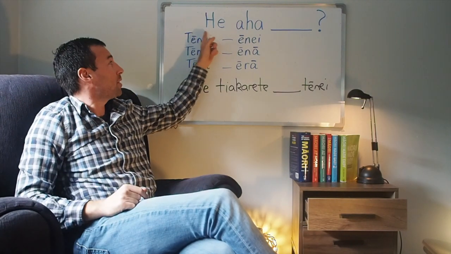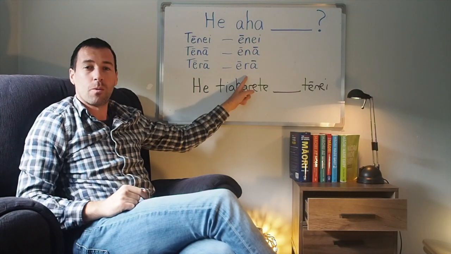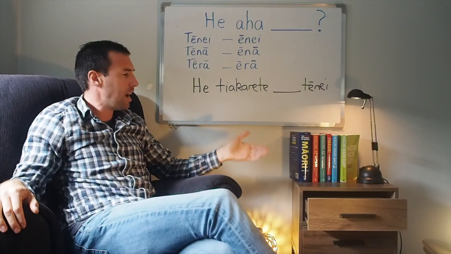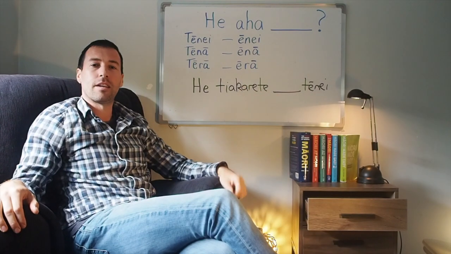If you can master he aha and these in their singular and plural form, the world's your oyster, because there's objects all around us. He aha tērā. He aha tērā. O he rākau tērā.